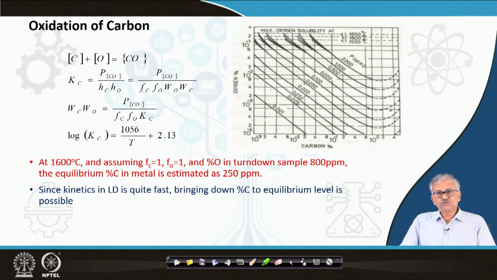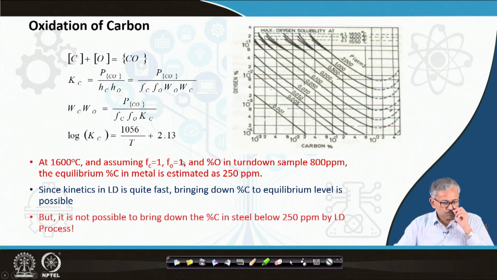So 250 ppm you can achieve, but below 250 ppm, if you want to make 50 ppm or 100 ppm carbon steel, it is not possible at all in the LD, which runs at 1 atmospheric condition. It is not possible to bring down the carbon in steel below 250 ppm by the LD process that takes place at 1 atmospheric pressure.